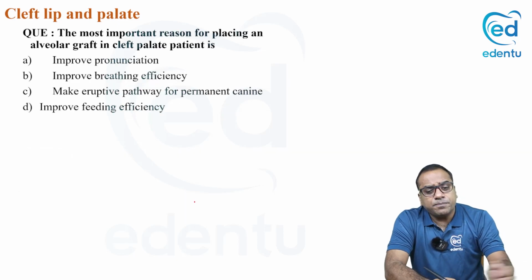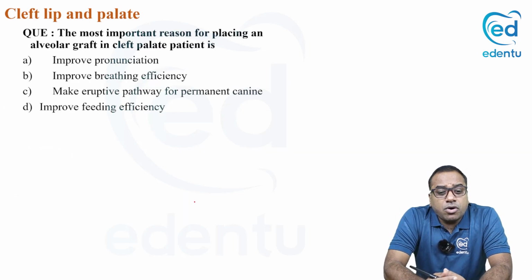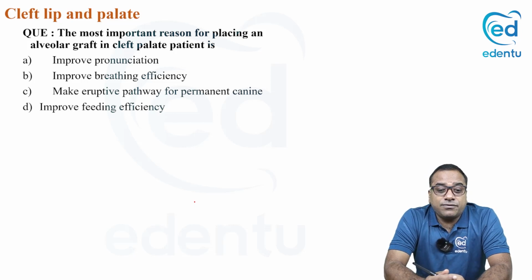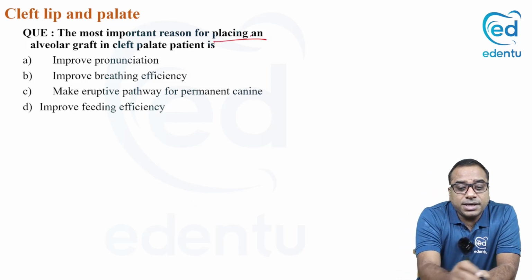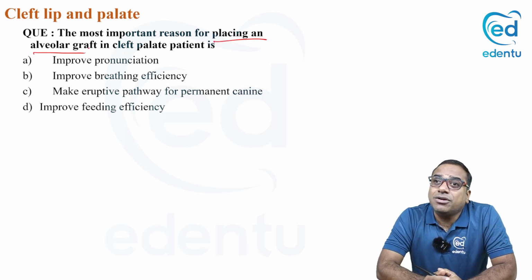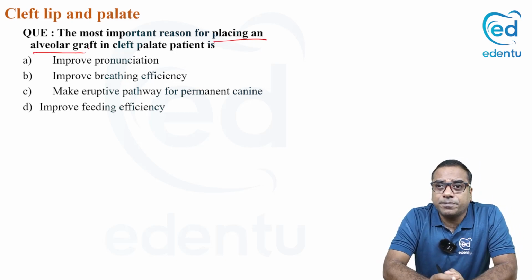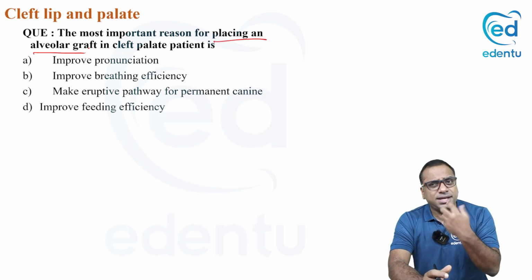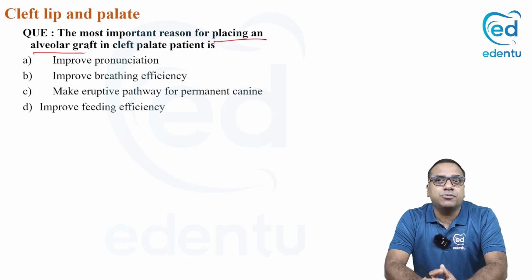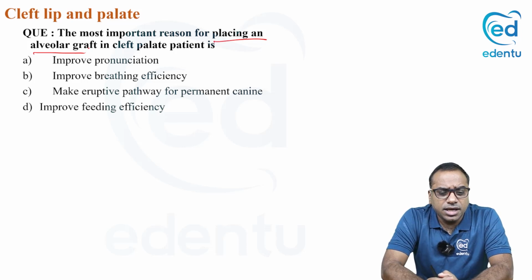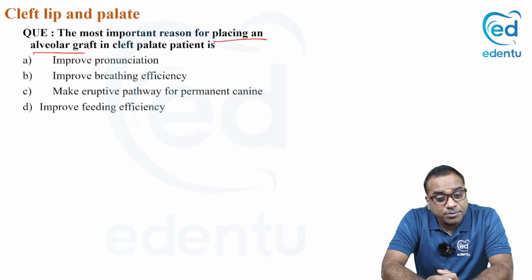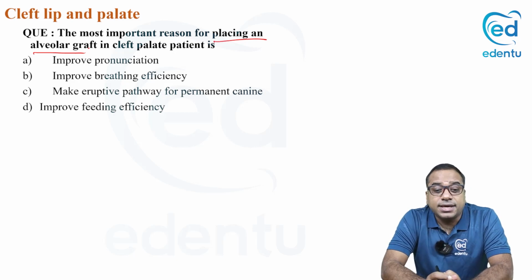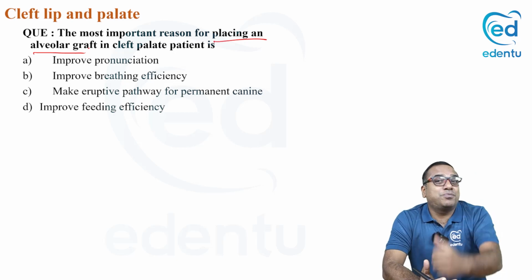Coming to the next MCQ. The most important reason for placing an alveolar graft in a cleft palate patient. Why are you placing a graft? What is the need of it? Why do you want to put bone there? To improve pronunciation? Pronunciation needs a good lip seal; the bone also matters, but the lip seal is more important. Improve breathing efficiency, that does not affect much. Make an eruptive pathway for the permanent canine. Improve feeding efficiency. So why do you put alveolar grafting?